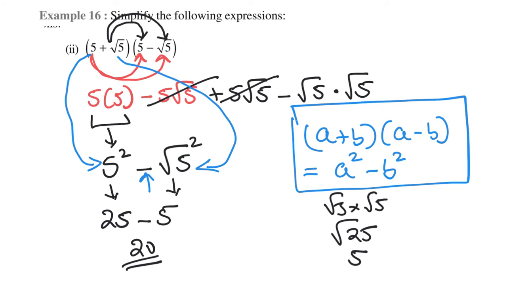The discovery what we made is here. A plus b times a minus b is a squared minus b squared. We will be using this extensively in our upcoming examples. So remember this.